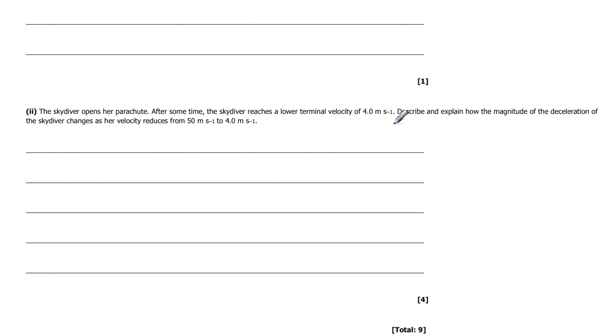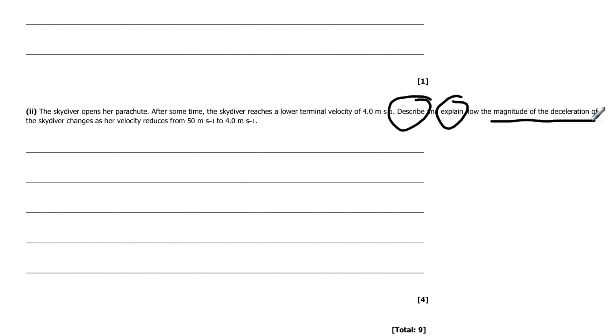If we take a look at this next one, there's 4 marks available for this, and to get those 4 marks we need to both describe and explain how the magnitude of the deceleration changes. So we need to describe what's happening and then explain what's happening.